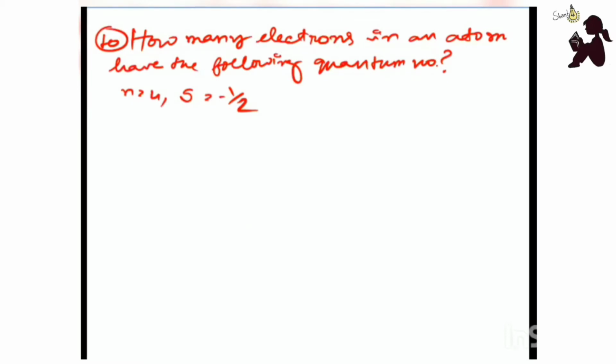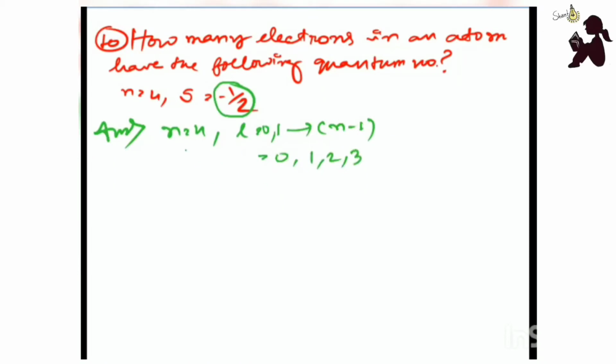In question number 10, what they have told you is: how many electrons of an atom have the following quantum numbers? So let's see. Here you can see it has s equal to minus half, that means whatever the orbital will be, it will be half filled. So if n equal to 4, we know l's value can be anything from 0 to n minus 1. So here we will write 0, 1, 2, 3, right? It cannot be greater than 3 because it is always n minus 1, that is the last value.